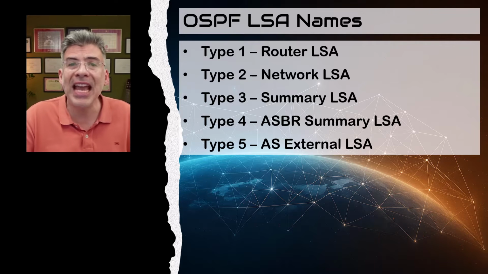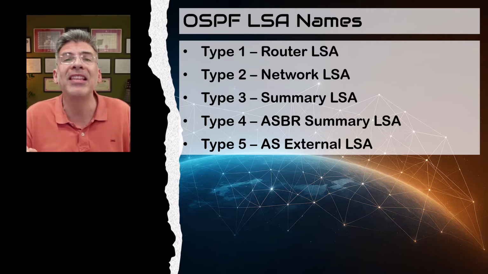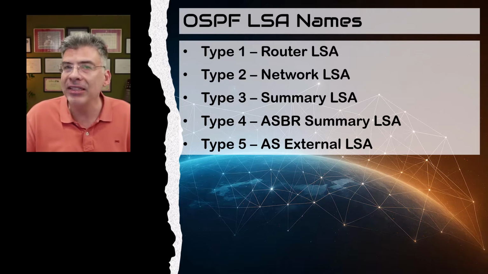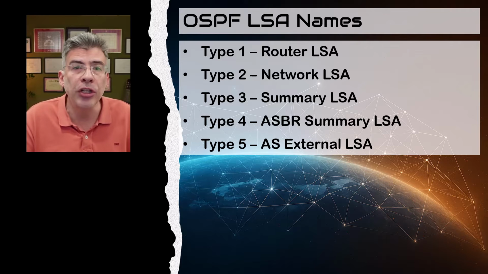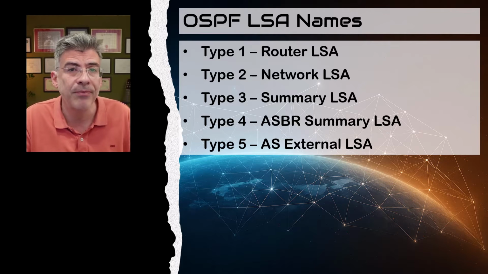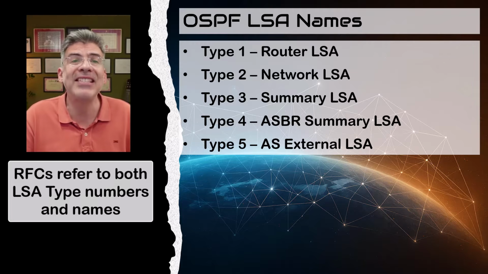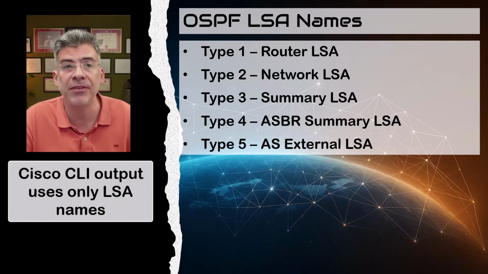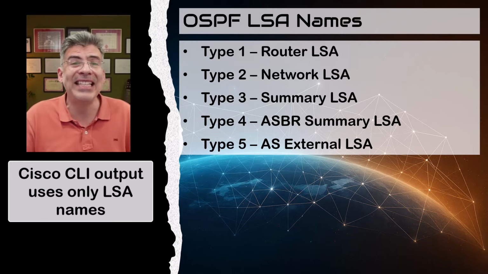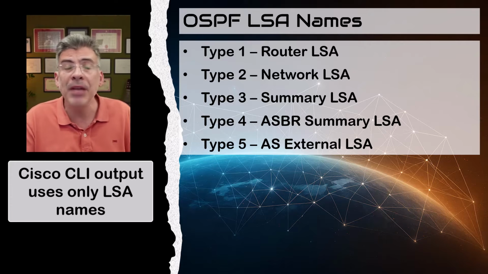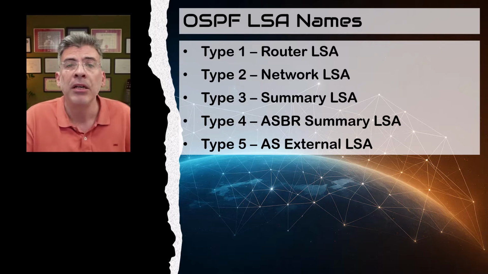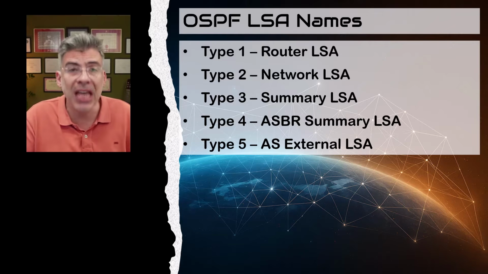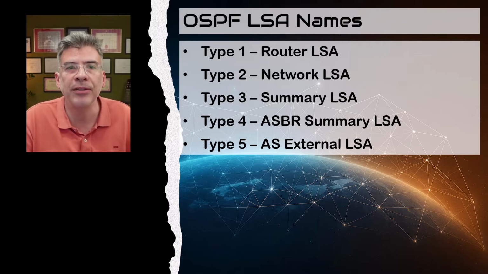Now, it's important to understand these names and match them up to the type number, because in different contexts, different methods are used to refer to those LSA types. For example, in the RFCs that define OSPF, both type numbers and names are used. However, in the output of Cisco devices, for example, when you look at the Link State Database, you won't see any type numbers. You'll see only names. So knowing these beforehand will help out a lot in your interpretation of OSPF information.